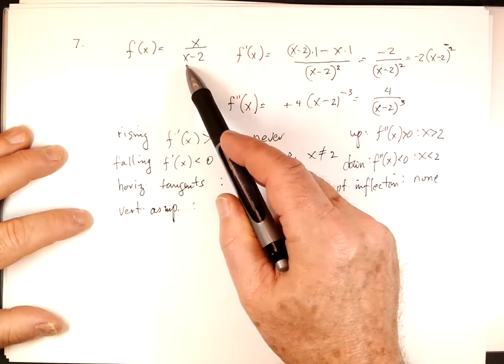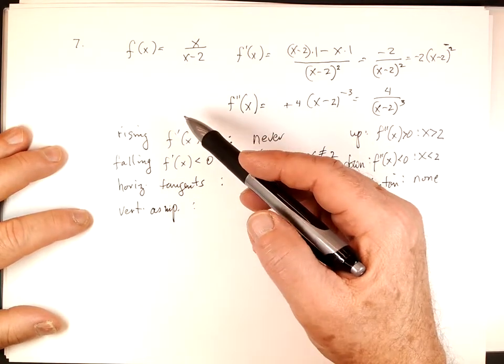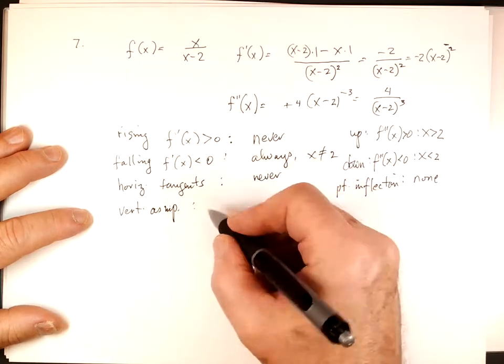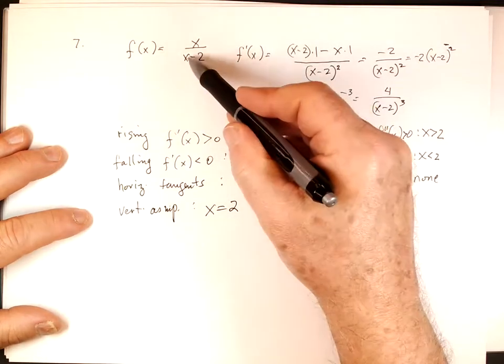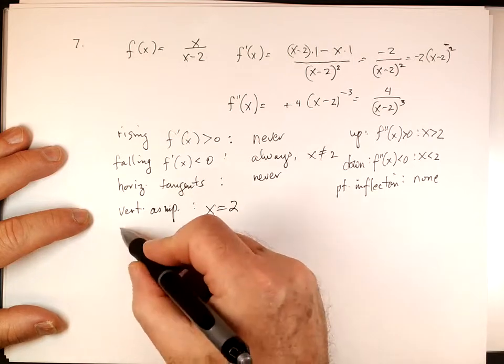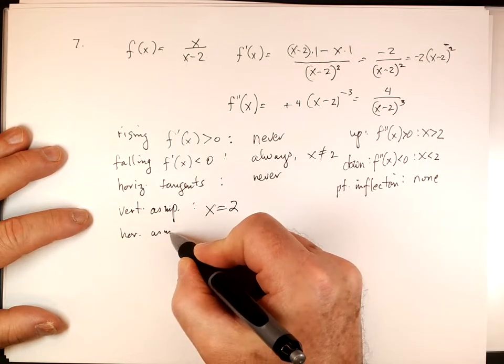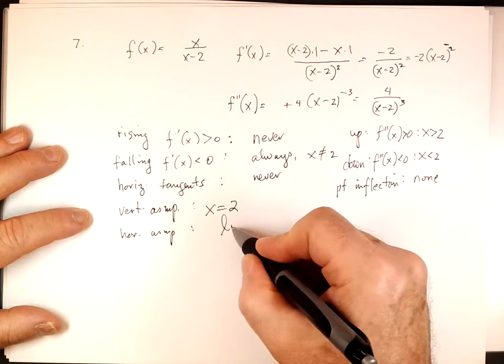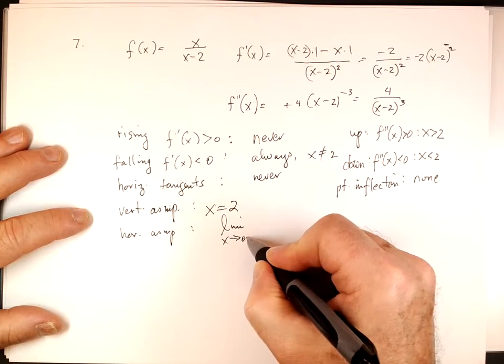Where do vertical asymptotes occur? At those x values that cause the denominator to be 0. At x equals 2, we've got a vertical asymptote. Horizontal asymptote: take a limit as x goes to infinity.